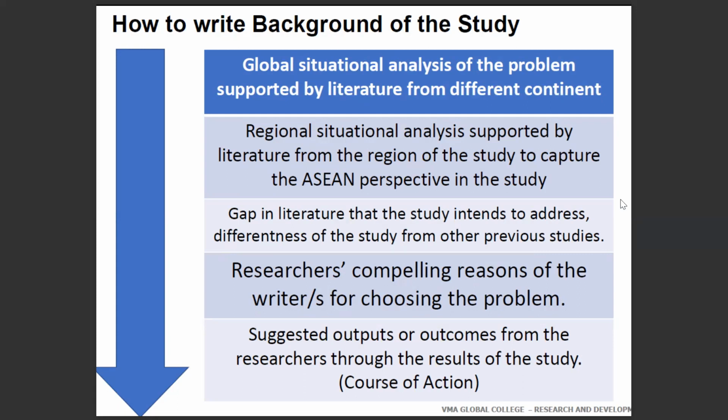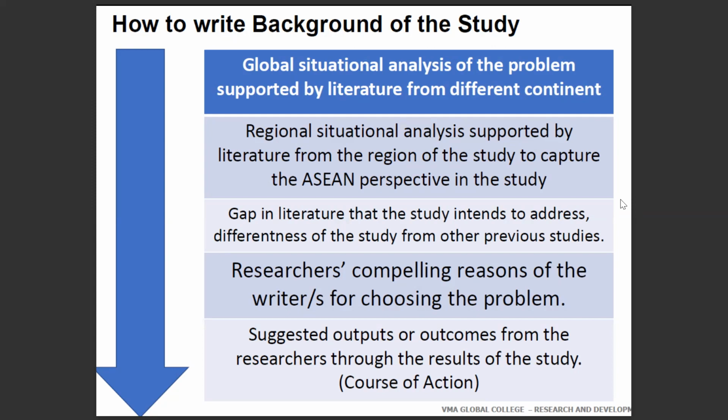We discussed this in our previous discussion about how to find the gap. So the gap must be what is lacking from the previous studies that you need to answer in your current study. That will be your gap statement. Or what sets your new study apart from the other studies that you were able to read on or research on. That is your gap statement.